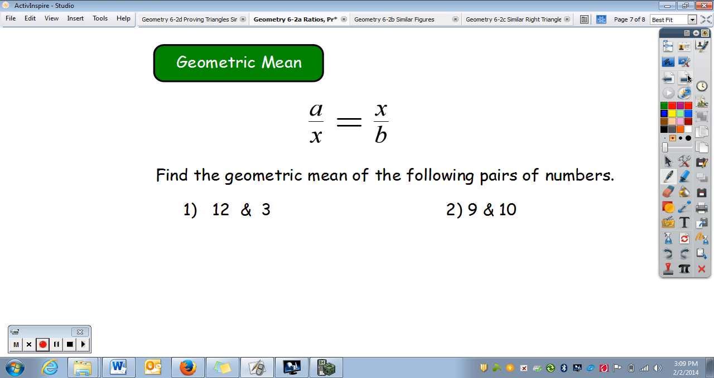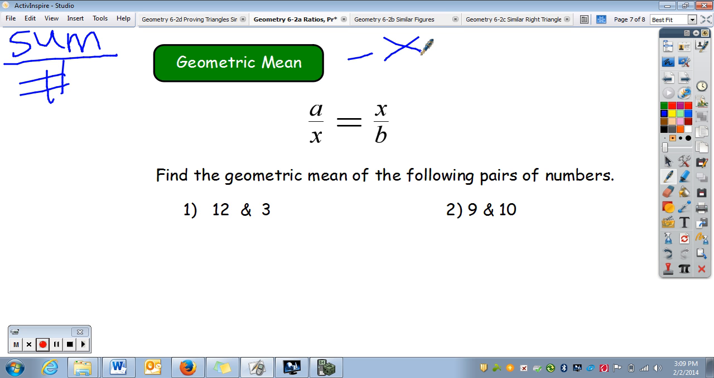Last, we need to talk about the geometric mean. And a geometric mean is different from the arithmetic mean, which you're used to, where you add them all up and divide by how many they are. Take the sum. The geometric mean deals with ratios, proportions. It deals with situations when you have to multiply numbers and you're trying to find the mean versus adding, which is the mean you're used to.